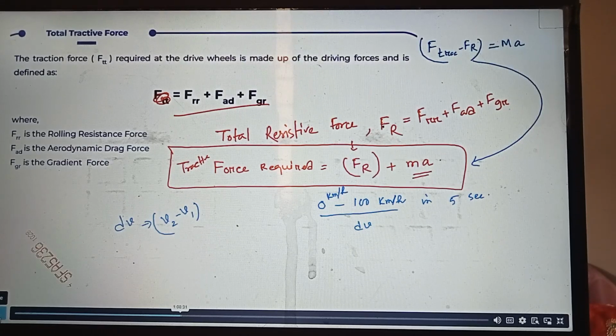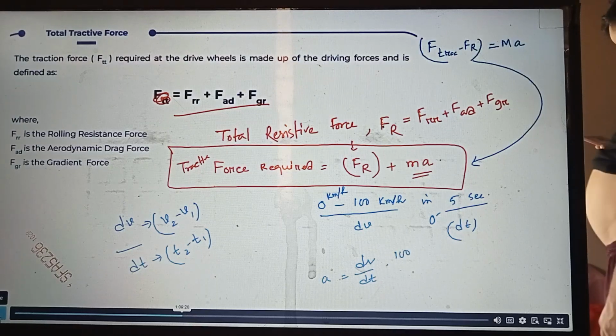And dt indicates change of time. That means t2 minus t1. So if a vehicle has a speed v1 at time t1 and a speed v2 at time t2, I hope you understand what dv is and what dt is, right? v2 minus v1 is dv and t2 minus t1 is dt. So 5 seconds here simply means 0 to 5 seconds. You start at 0 seconds, and in 5 seconds you must reach 100 kilometer per hour.